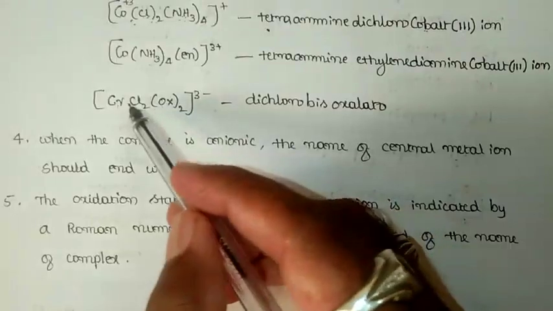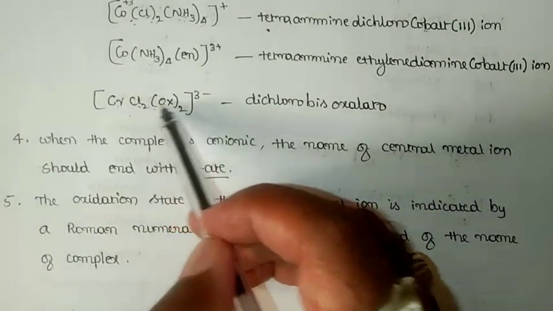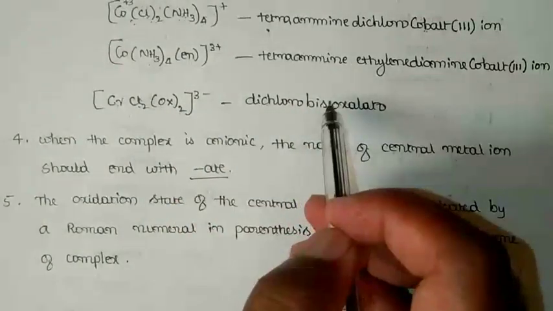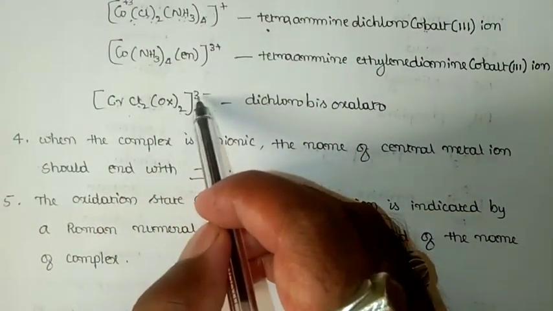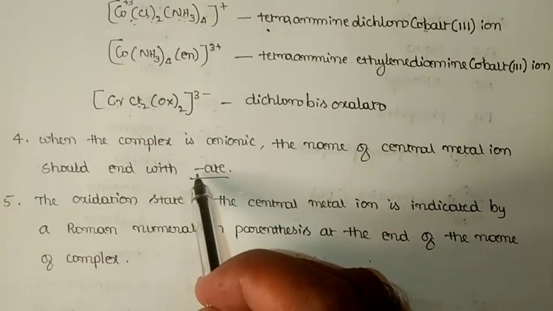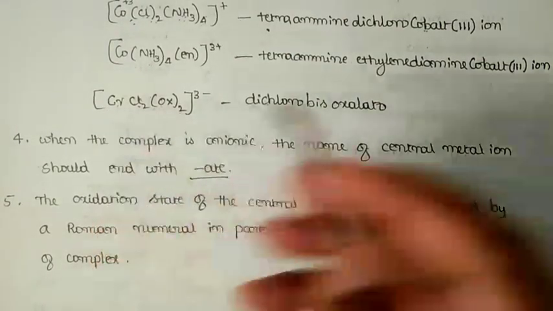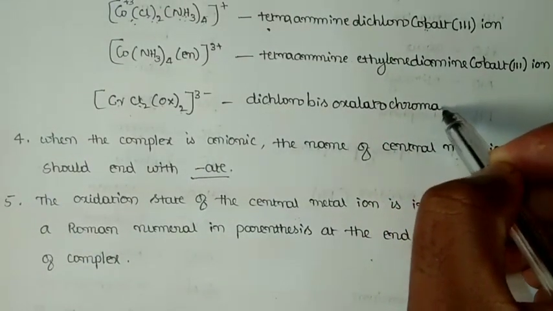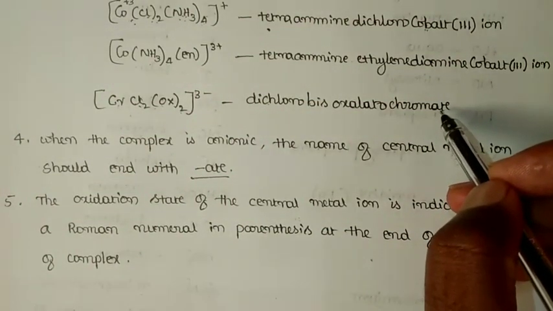Then here it is a special case, so it is a complex anion. First we should give the names of the ligands, so we have given dichloro bis oxalato, and the central metal ion is chromium. But since the complex is an anion, the name of the central metal ion is supposed to end with the suffix -ate, and thus the name of the central metal ion will be written as chromate.